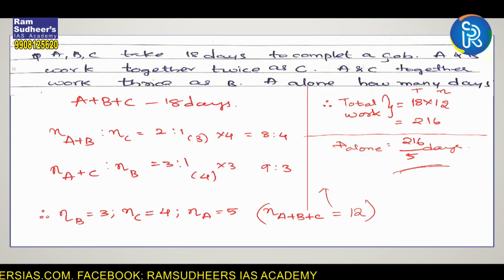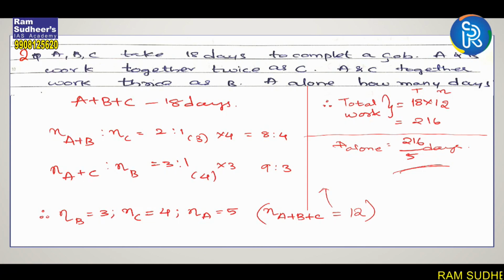A, B, C take 18 days to complete a job. A and B together work twice as much as C. A and C together work thrice as much as B. How many days does A alone take? Here the question is not that complex, my friends. Okay, it is complex in terms of the words used in the question, but here we are solving the question with respect to efficiency. There were days, I mean time, given in the previous problems. Now we are solving the question with respect to its efficiency.